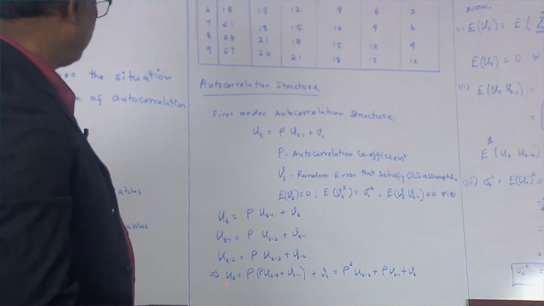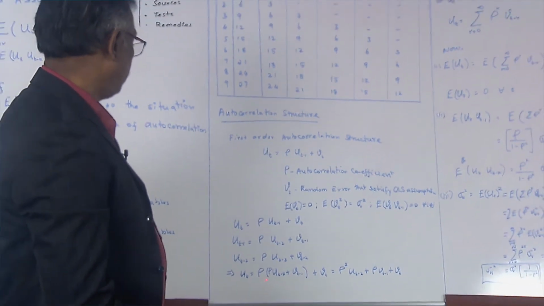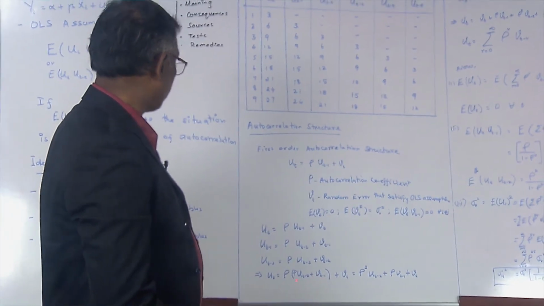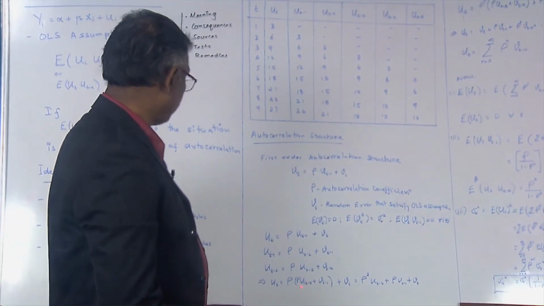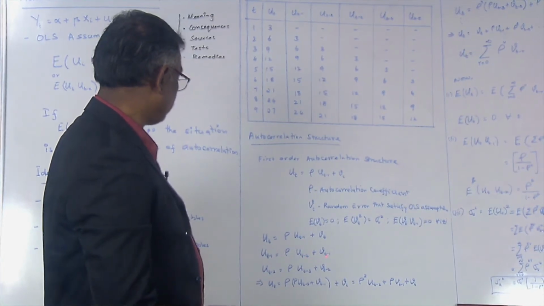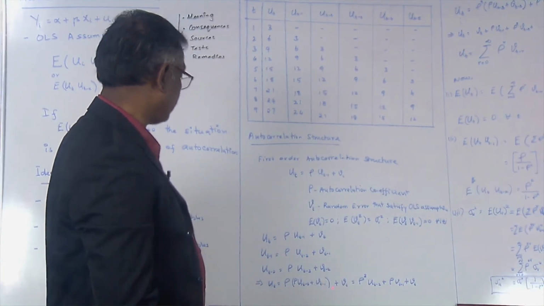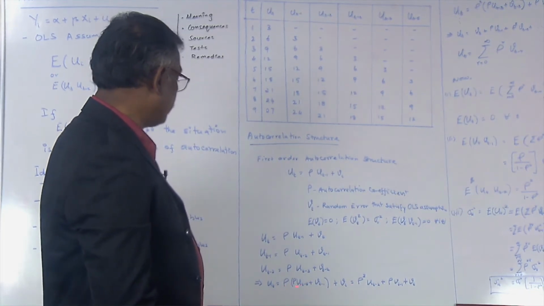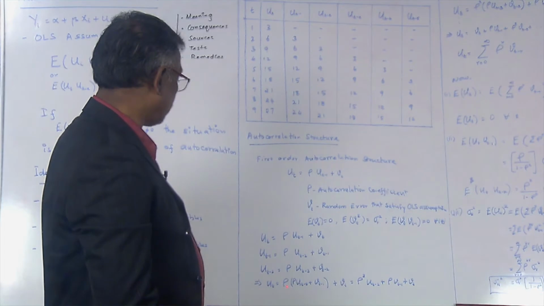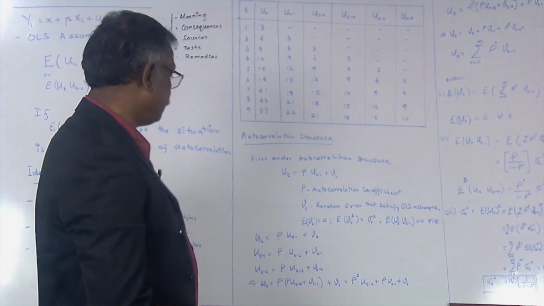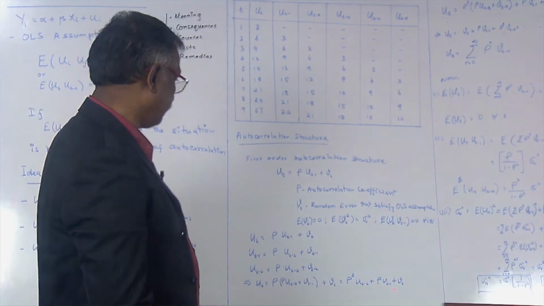We may get ut is equal to rho into rho ut minus 2 plus Vt minus 1, because ut minus 1 is nothing but rho ut minus 2 plus Vt minus 1. We are just substituting that, plus Vt. Right? We may reduce this. You may multiply this rho inside. You get rho squared ut minus 2 plus rho into Vt minus 1 plus Vt.